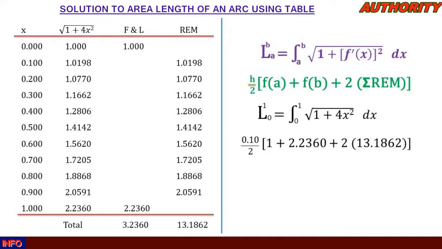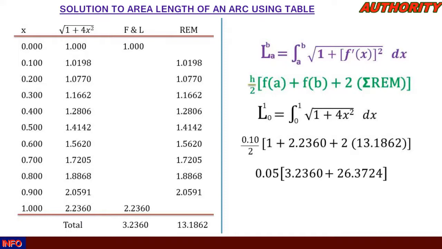All right, good. And then in the place of f of b, we have 2.2360. Then we say plus, we have 2 open bracket summation of remainders. So the summation that we have is 13.1862. You get it right? Close the bracket. Good. Now from this place, when you say 0.10 divided by 2, it's going to give us 0.05. Okay, good.